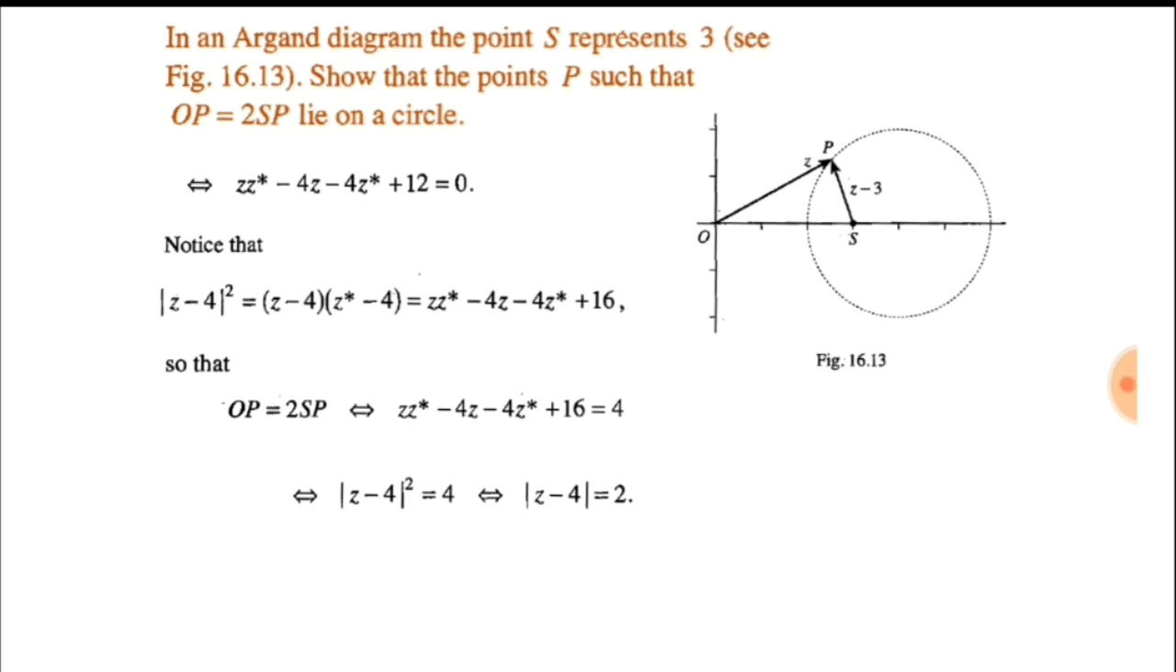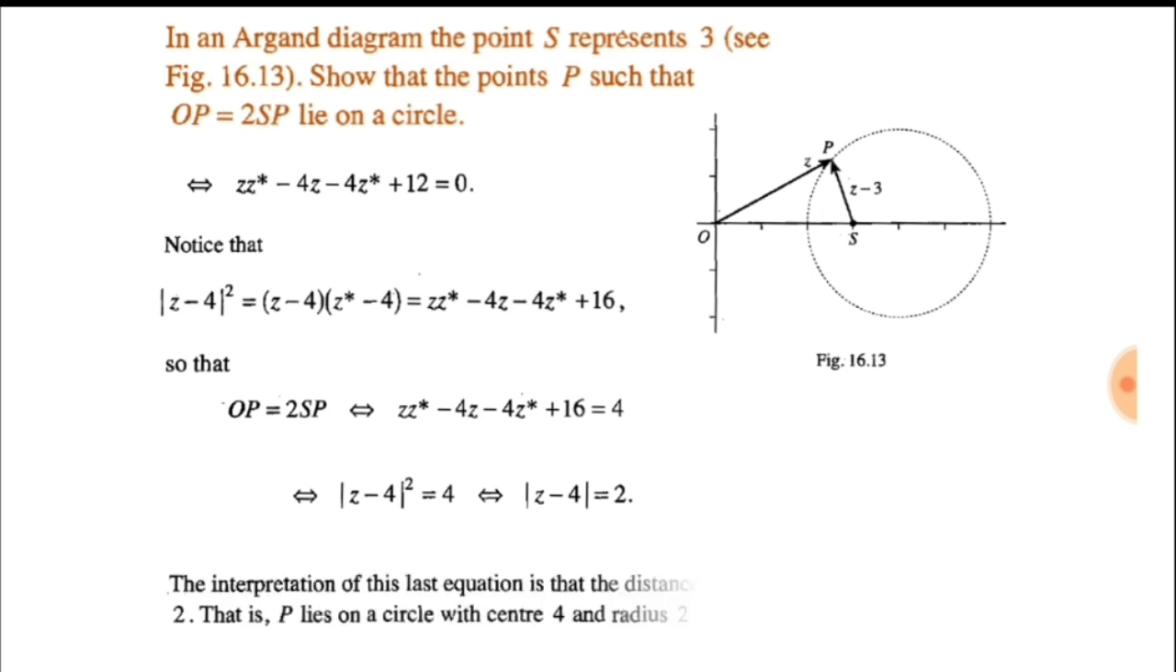So that implies modulus of z minus 4 whole square equal to 4. Now taking square root on both sides, we get modulus of z minus 4 equal to 2. The interpretation of this last equation is that the distance of P from 4 is equal to 2. That is, P lies on a circle with center 4 and radius 2.